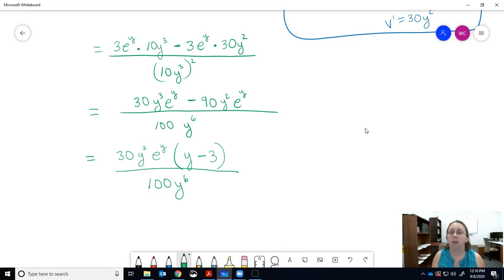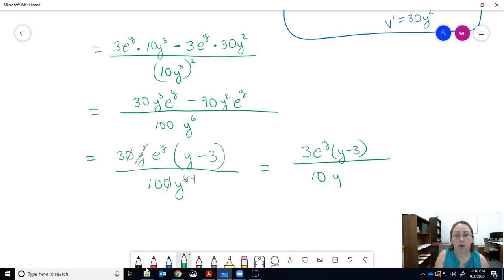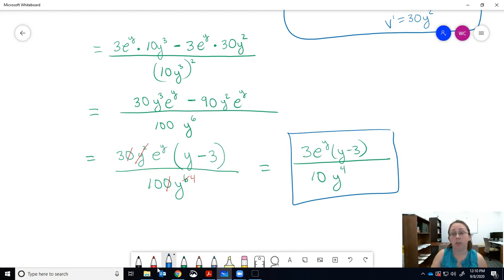Are we done? No, we can still simplify. So 30 and 100 can both be divided by 10. So let's reduce that. Just cancel out a 0 from each. We have y squared. We can cancel out with 2 of the y's in the bottom. I think that's it. So let's rewrite what we have. We have a 3e to the y times y minus 3 all over 10y to the 4th. And there you go. That is the derivative of the original question.